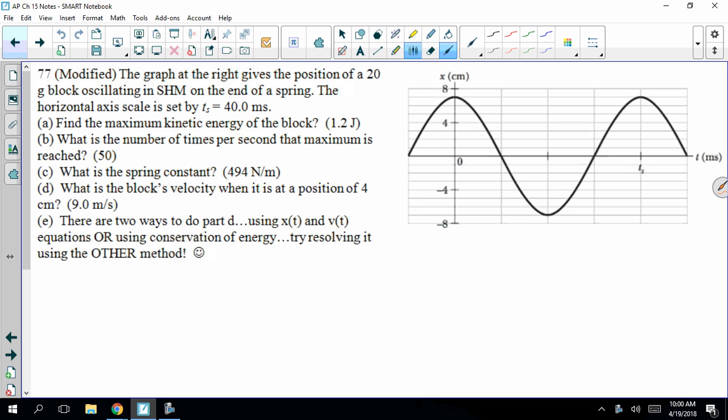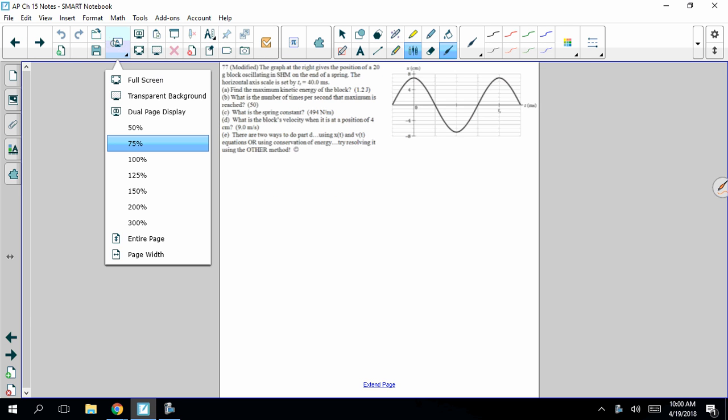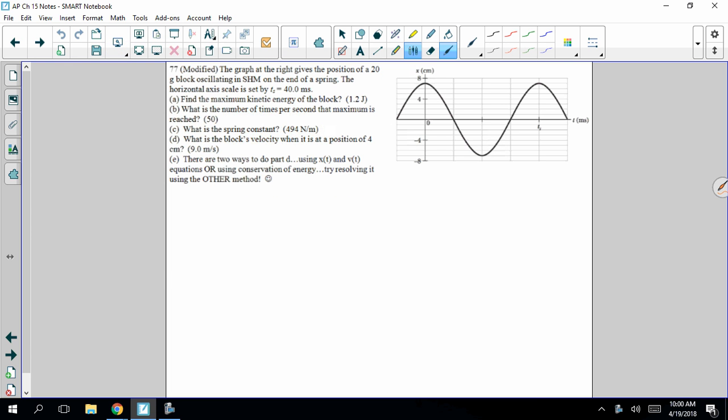All right. So we've got this graph, which is very large. Okay. So you're given this graph that shows position versus time. Clearly, simple harmonic motion, right? Because it's a sine or a cosine graph. Okay. So here's what the problem tells us.